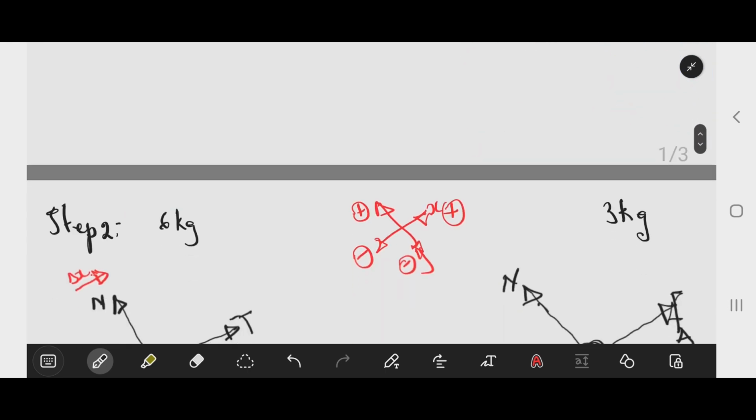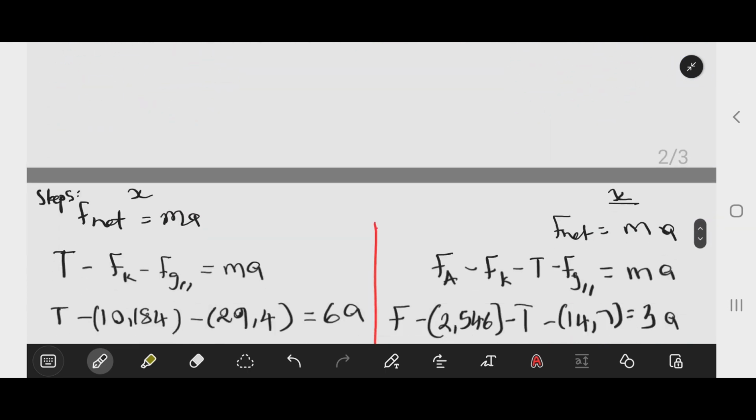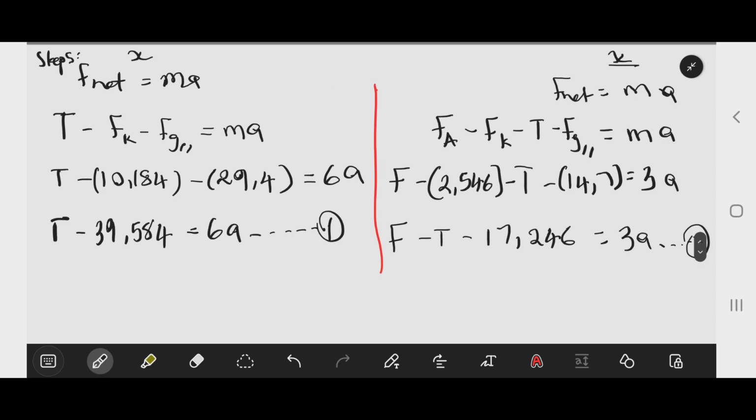But if you look at the two equations now, we have equation number 1, which has two unknowns, the tension and the acceleration, and we have equation number 2, which has 3 unknowns, which is F applied, tension, and acceleration. So we cannot solve the two because we have more unknowns than equations, right? So this is the end of our analysis. So now let us go look at the intermediate statements. What are they saying in the intermediate statement?